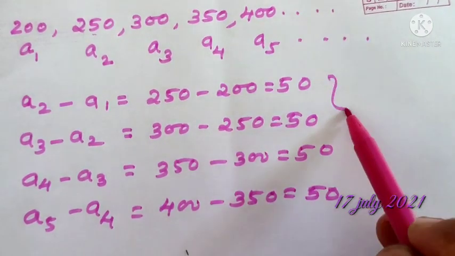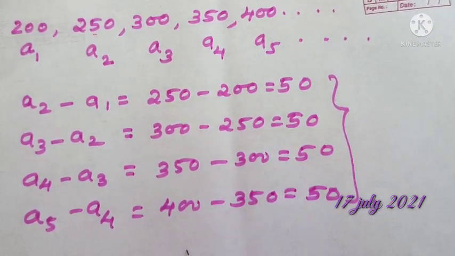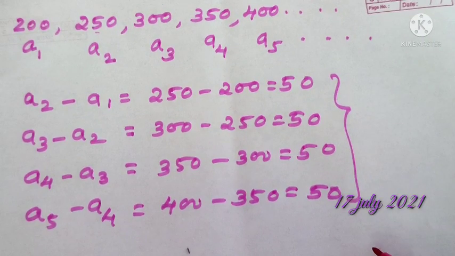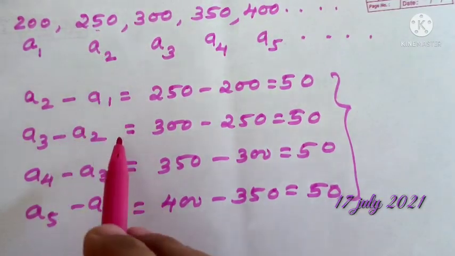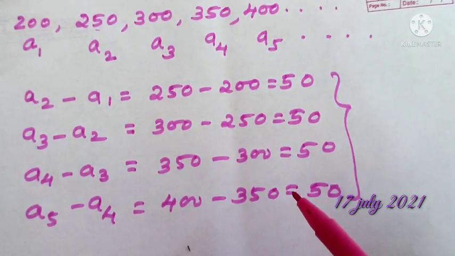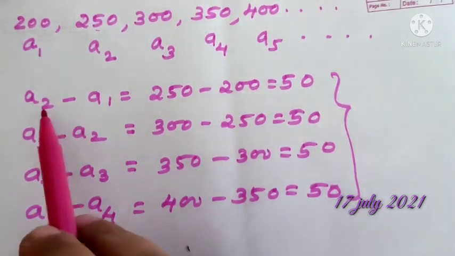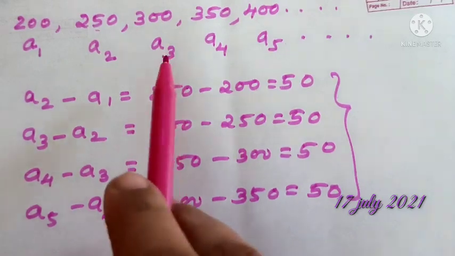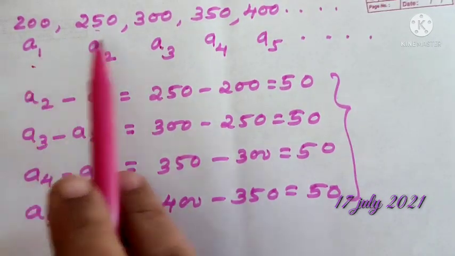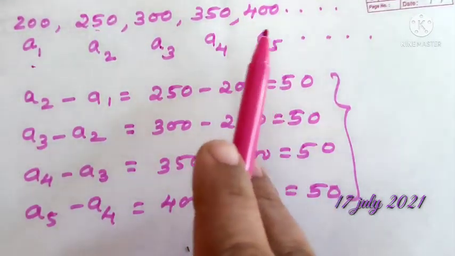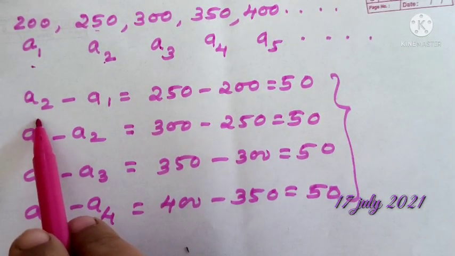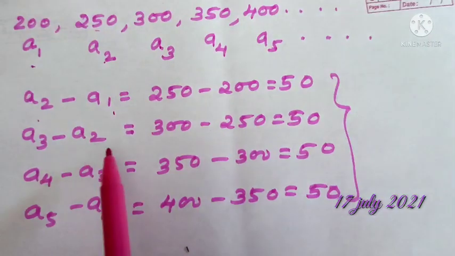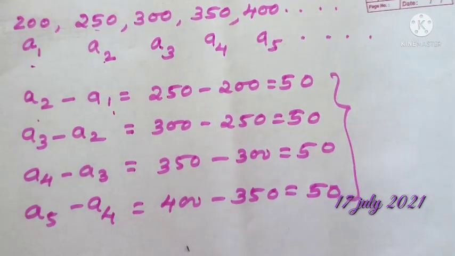So when the common difference is the same throughout the sequence, then we can say that it is an AP, because addition is going on and we checked by the difference of two consecutive terms. The difference must be between consecutive terms only, not the third and first, or the fourth and second. A2 minus A1, A3 minus A2, and then A4 minus A3, like that we'll get.